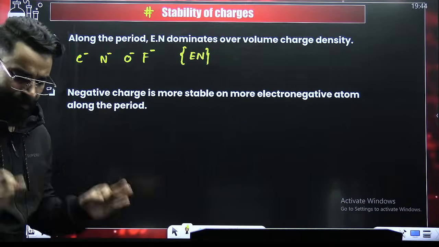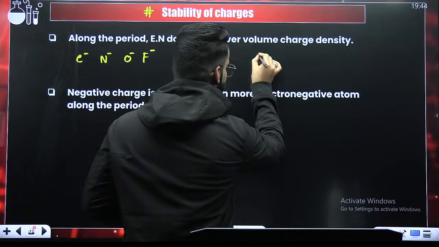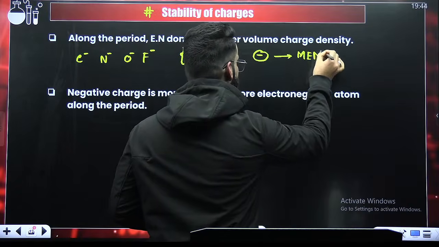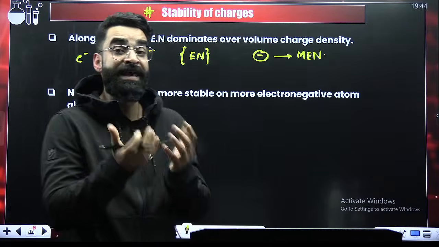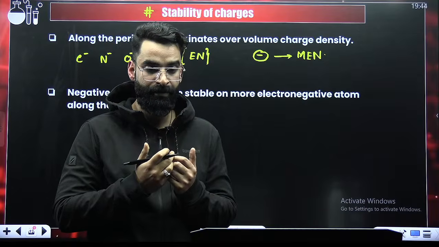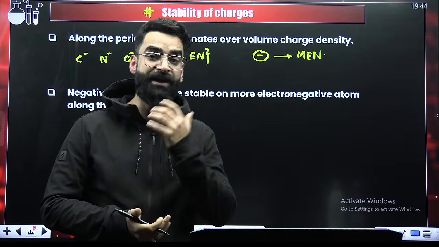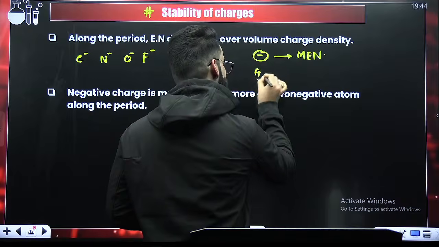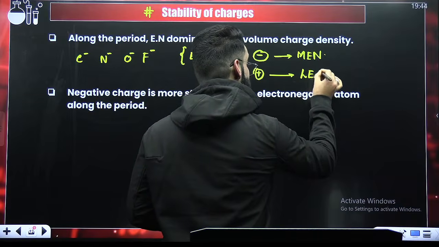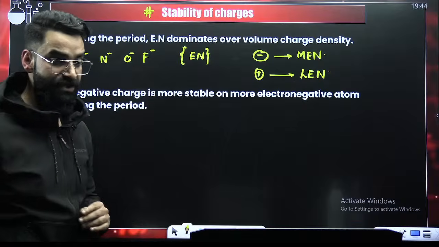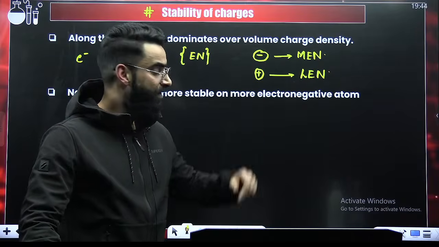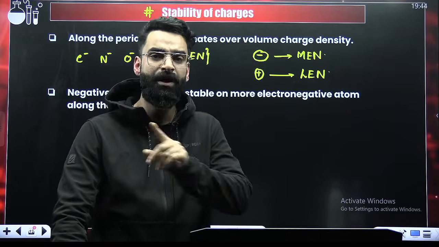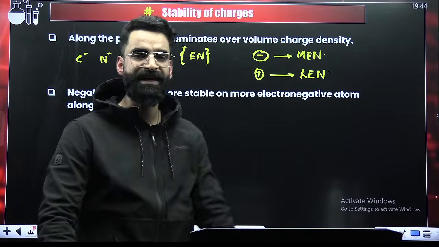And my dear students, remember just one thing. Negative charge is more stable on more electronegative element, because as I told you, a more electronegative element has more negative charge holding capacity. Similarly, positive charge is more stable on less electronegative element. So whenever you have to compare the stability of the charges on the atoms which belong to the same period, you'll give your answer as per electronegativity.